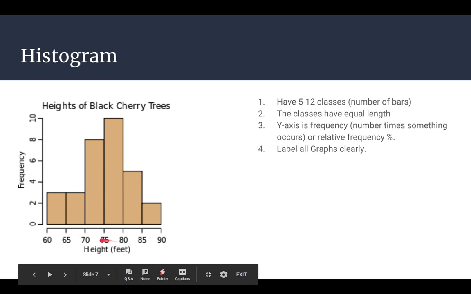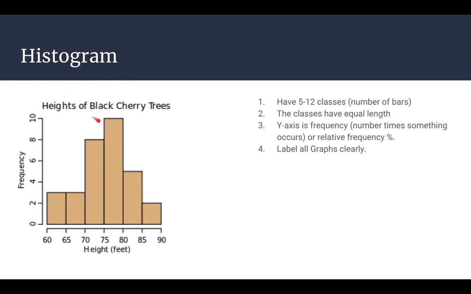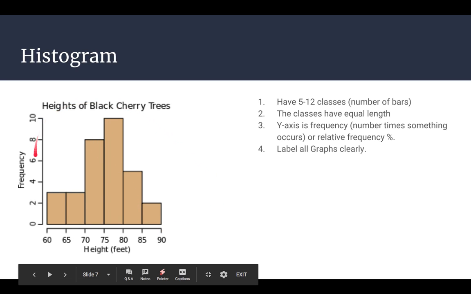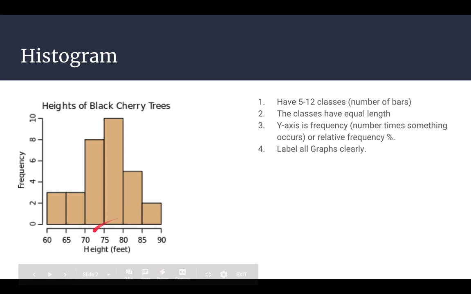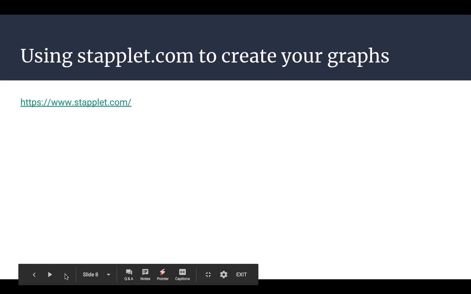You want to label these things nice and clear, state what's going on down here on your x-axis. Over here you write that this is frequency, and have a nice title up top. You want these things to be the same width each time, and then anyone can look at this and understand what's going on. Now we're going to create these not by hand, but using a nice tool.